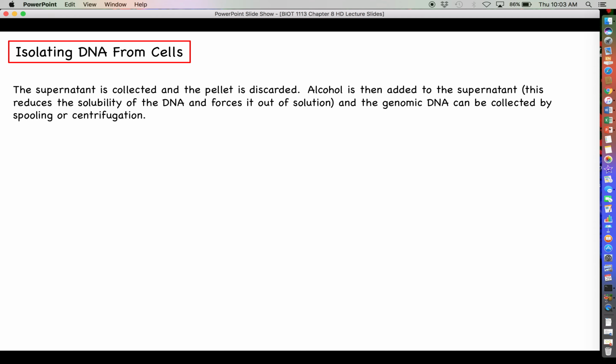So the supernatant is therefore collected. We already know the pellet doesn't contain anything we want, so all we really need to get out of the tube is the supernatant at this point, which is fairly easy. And then the next step is that we add alcohol to the supernatant, and what this is going to do is that alcohol is actually going to greatly reduce the solubility of the DNA. So the DNA was very soluble in just water before, but once we add that alcohol, the DNA is not really going to want to stay in solution.